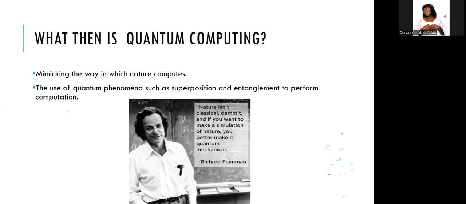Richard Feynman once said that nature isn't classical, damn it. And if you want to make a simulation of nature, you better make it quantum mechanical. That's why in some of the areas of application, we are going to mention things like chemistry and simulating drugs, because some of these things are nature. Nature is everything around us. It is not classical. It's quantum. So for us to have a better understanding of it, we should do it the quantum way.